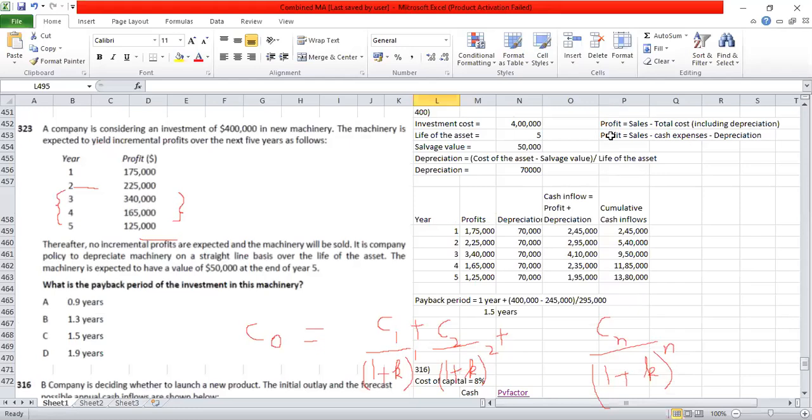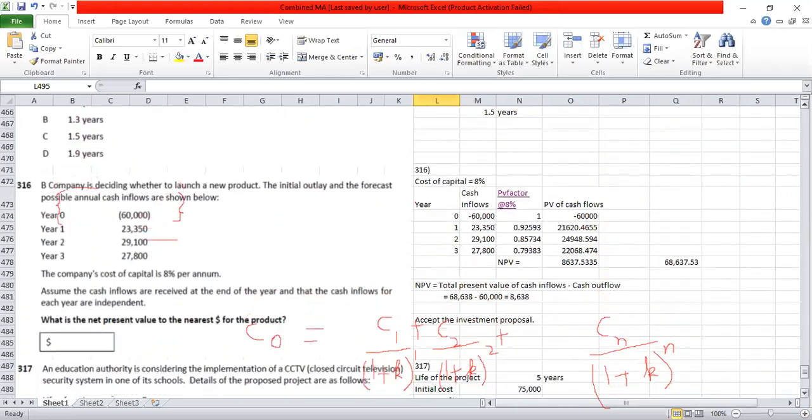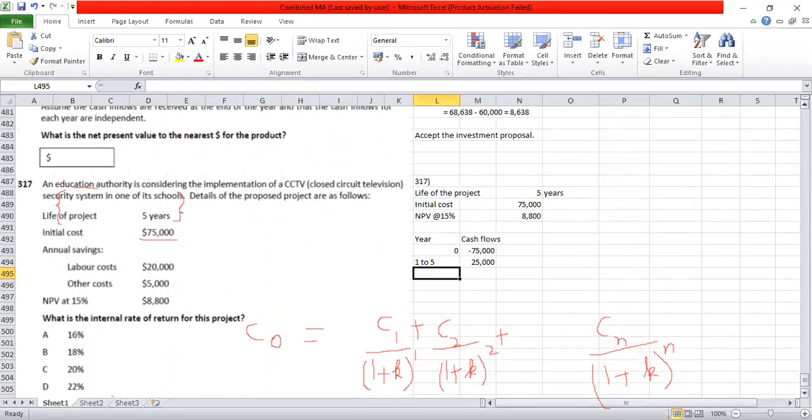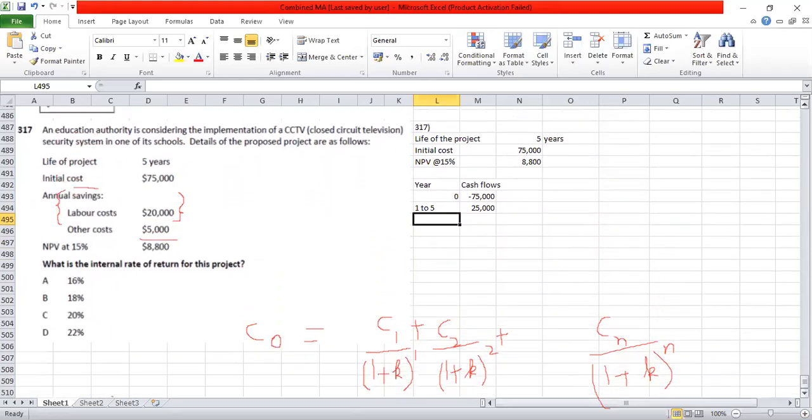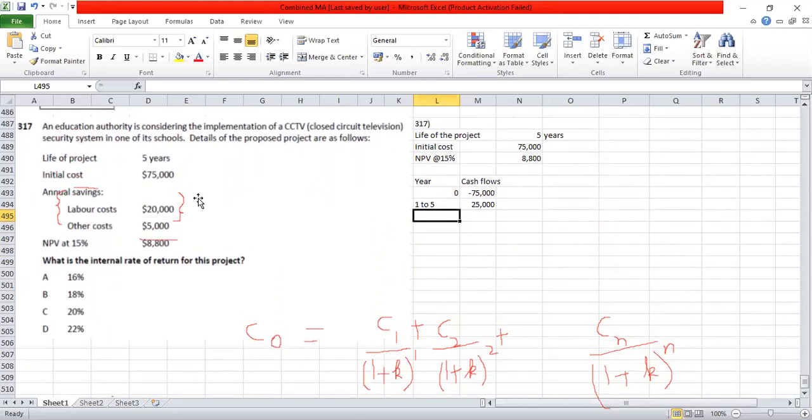Profit is calculated as sales minus cash expenses minus depreciation. So what did we do to find out the cash flows? We added back depreciation to the profit. But here we don't have to take depreciation at all. Why? Because there is no amount of depreciation deducted. All we have from this question is how much savings they made, and the savings are considered to be cash flows. That's it. So don't make a mistake of calculating depreciation and adding it back.